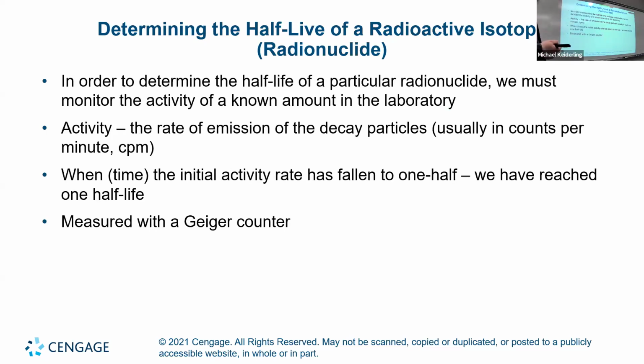So in order to determine the half-life of a particular radionuclide, you have to monitor the activity of a known amount in the laboratory. You look at the emission of decay particles, the rate at which the sample is emitting decay particles, and how it changes over time.